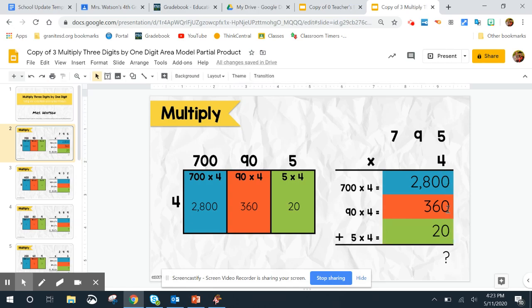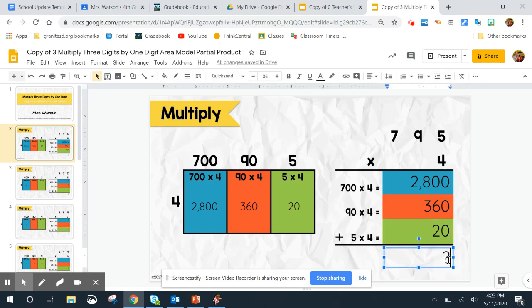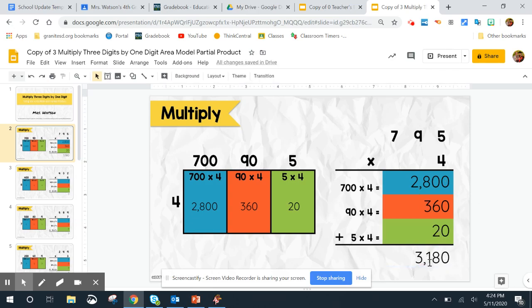So 0 plus 0 plus 0 is 0. 6 plus 2 is 8. 8 plus 3 is 11. Regroup my 1. 1 plus 2 is 3. Now, it's probably easier to do this on a piece of paper and then type in the number when you're finished. And that is how you multiply a three digit by one digit number.